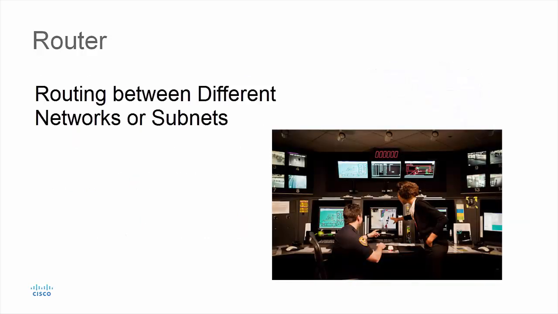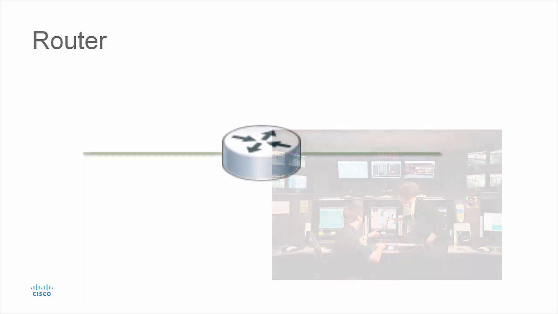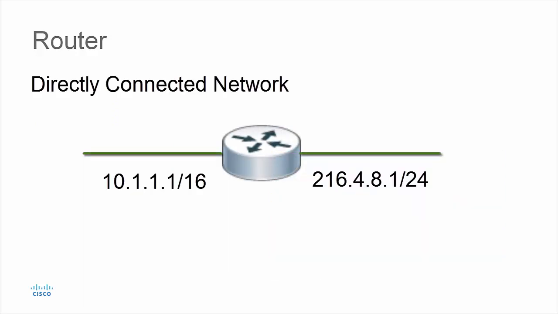Routers are needed for functions that a Layer 2 switch cannot provide, including routing between different networks or subnets, and the creation of IP routing tables that contain best path information. Cisco routers can create a routing table from a combination of the following methods. The first method is a directly connected network.